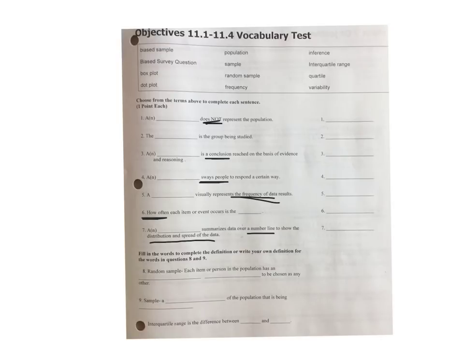In questions 8, 9, and 10, they are going to be definitions that you write in your own words. There are 2 blanks for each, which means they are going to be worth 2 points each. In question number 8, random sample, it says each item or person in the population has a blank blank to be chosen as any other. Think about your definition for random sample and what 2 words you would best fill in those blanks with.